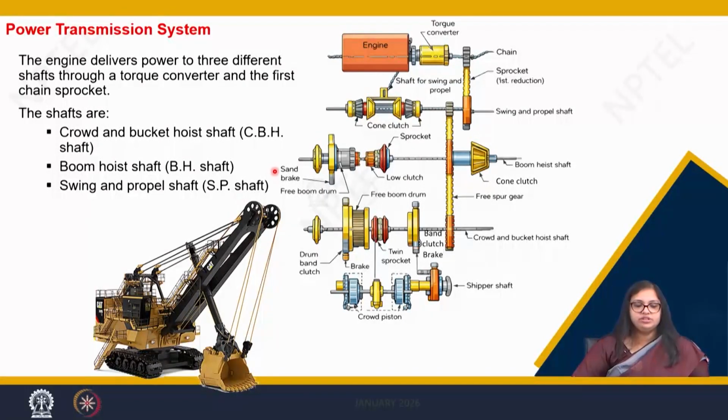Now, when we talk about the power transmission systems, particularly the mechanical power transmission system in a shovel, the engine, that is the powerhouse, here we have taken as a diesel engine. When a diesel engine generates the power, it gives power to three different shafts. One is a swing and propel shaft, the second is the boom hoist shaft, and the third is the crowd and bucket hoist shaft.